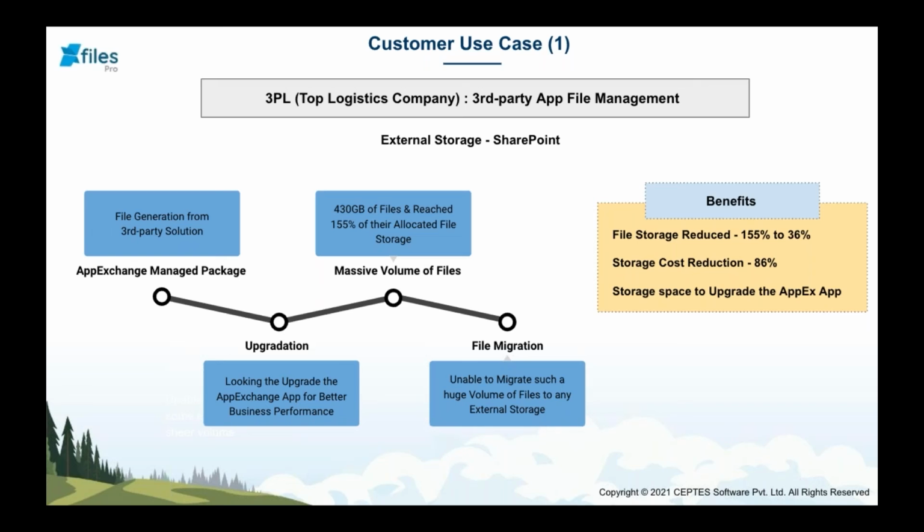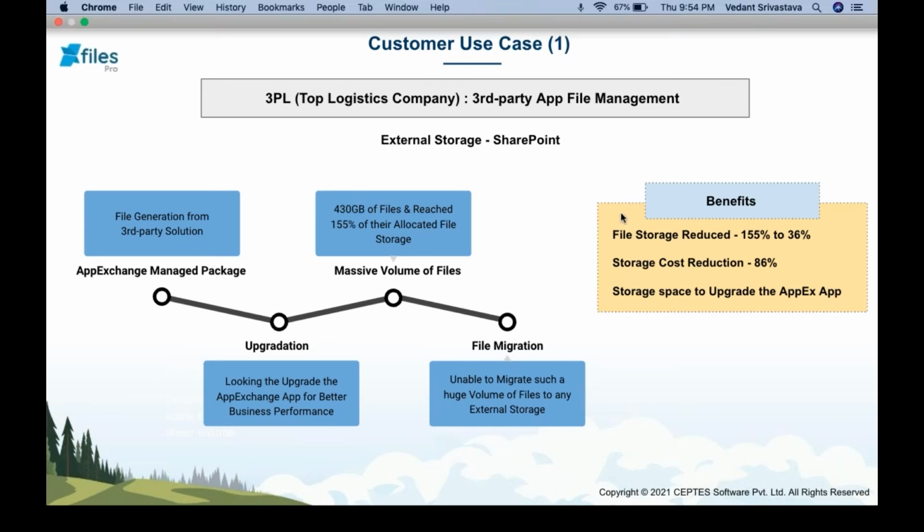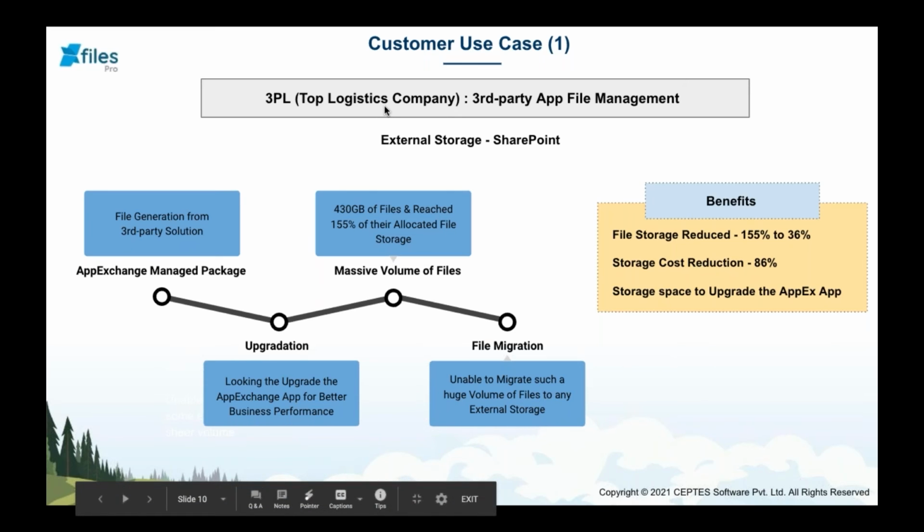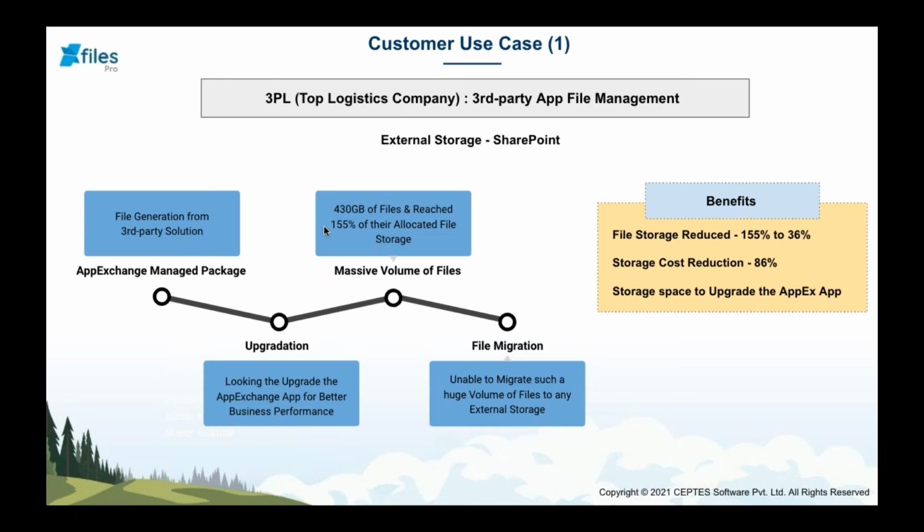To start with, I have a customer who is a top logistics company who uses a third-party application. Basically, this company is using a third-party solution, an AppExchange solution, to generate a lot of files. That in turn was generating a lot of files, and what happened is that their file storage surpassed 100%, reaching 155%, which is a huge pain point if you are aware of how Salesforce limitations work. This customer wanted to upgrade the AppExchange solution that they were using for logistics. They were not able to upgrade because they had no file storage. In fact, they had surpassed it a long time ago.